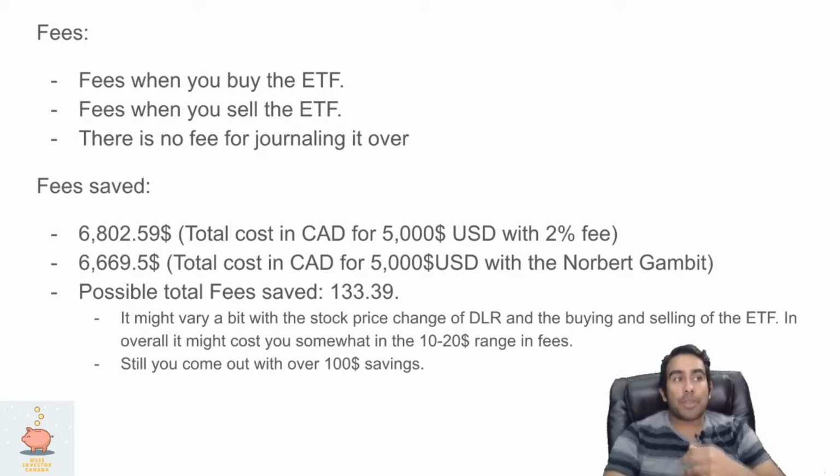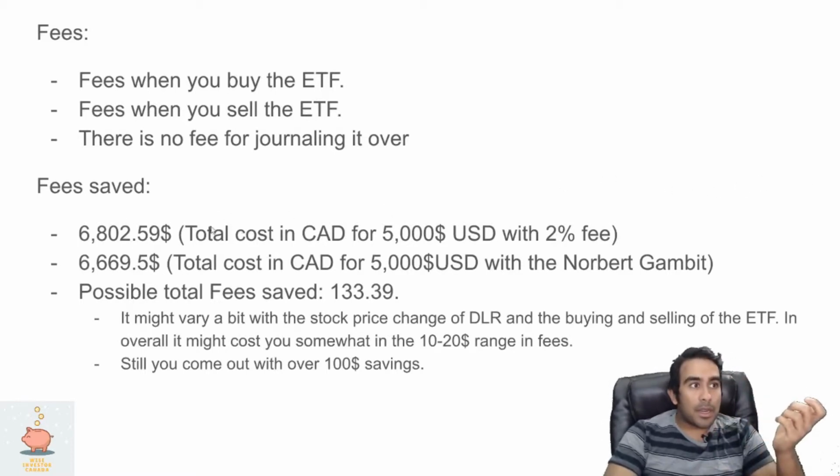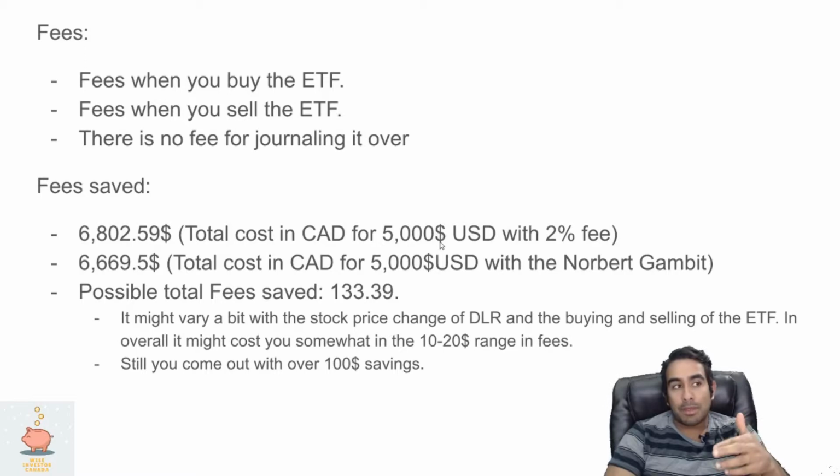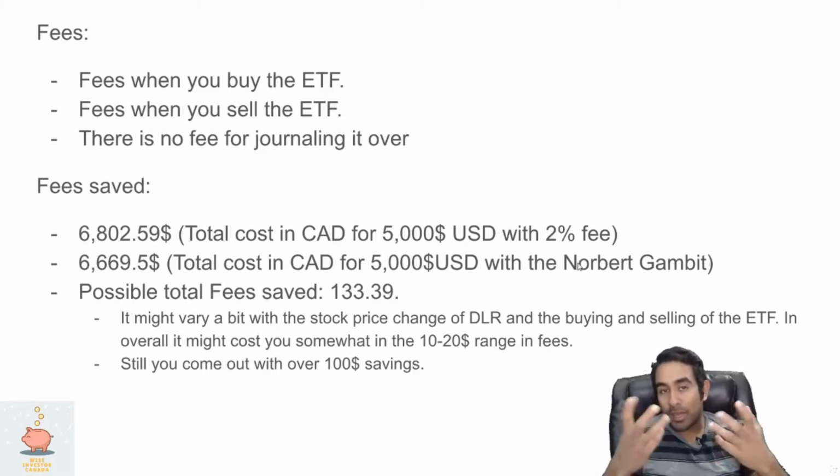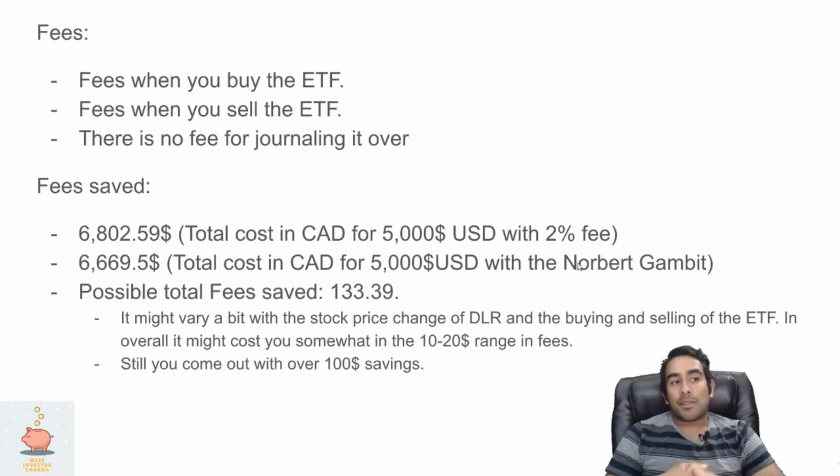So in this scenario, you can see the example I used, the calculations with the stock price when it was different. So for example, you want $5,000 in USD with a 2% fee, it would cost you around $6,802. But with the ETF, what we call the Norbert's Gambit, it's buying the ETF and doing the other ETF. I want 5,000 in USD. It would cost you 6,669. So it's a possible savings of $133.